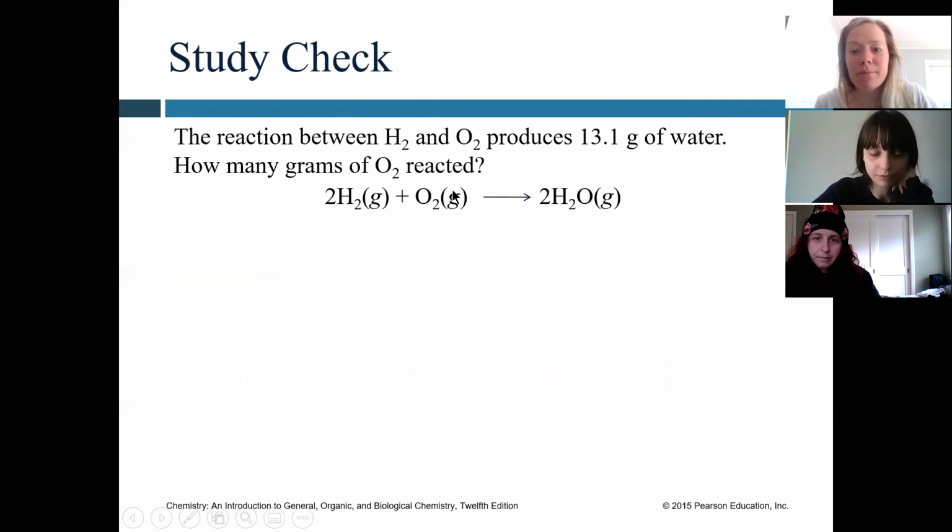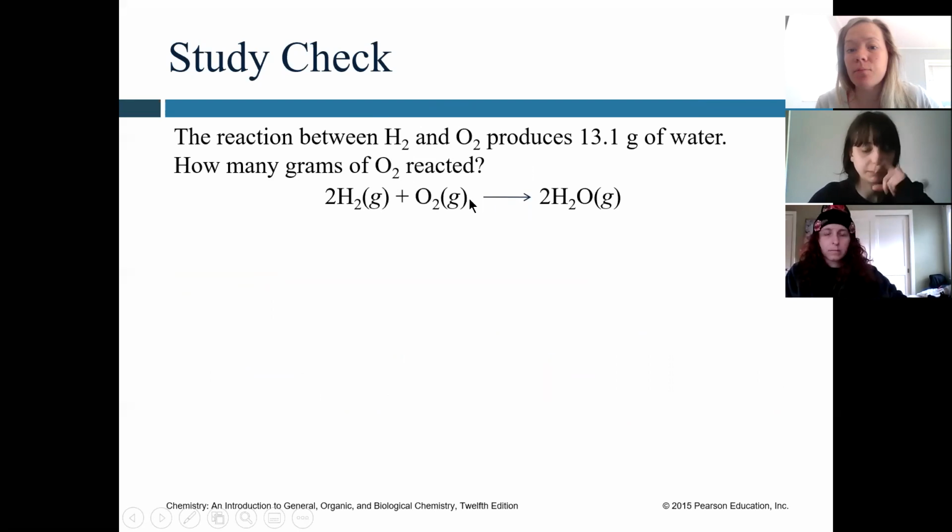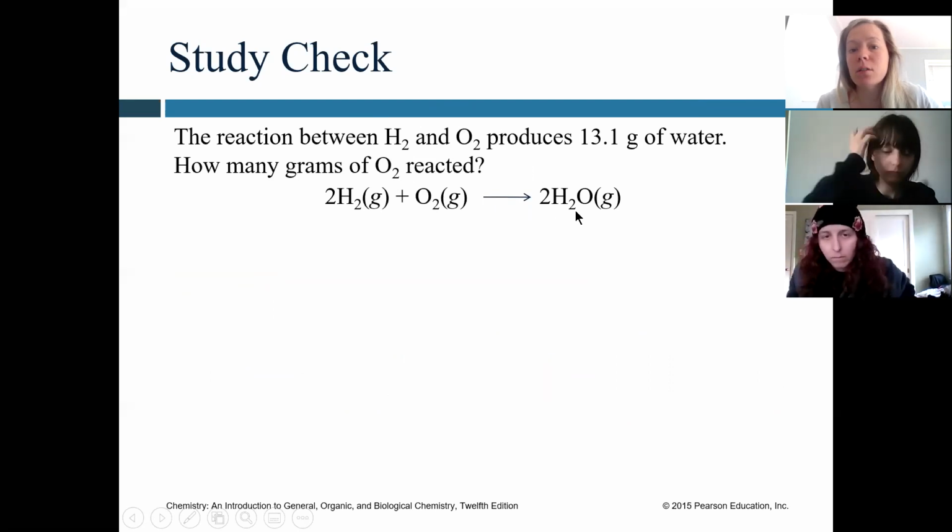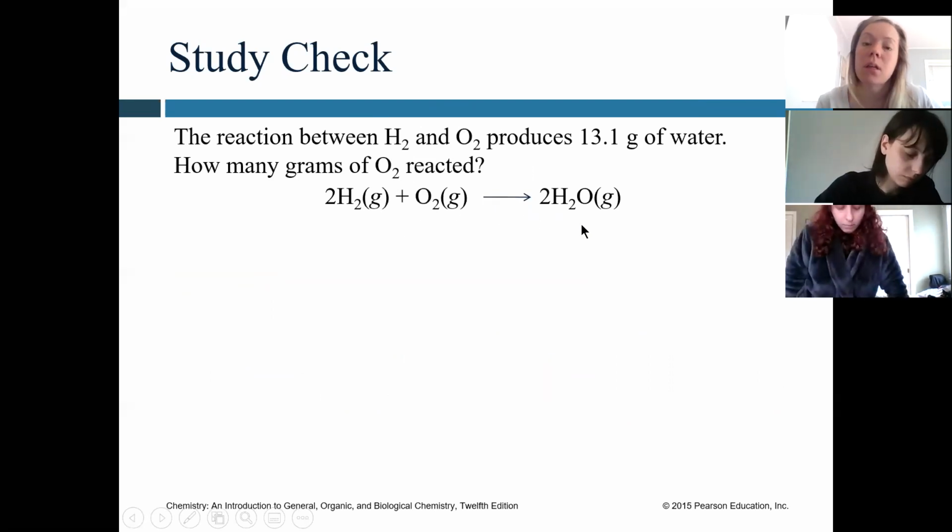Okay, let's do one more, and then we'll call it for this. So the reaction between hydrogen gas and oxygen gas produces 13.1 grams of water. How many grams of oxygen reacted? So here's your balanced equation. This is to produce water.